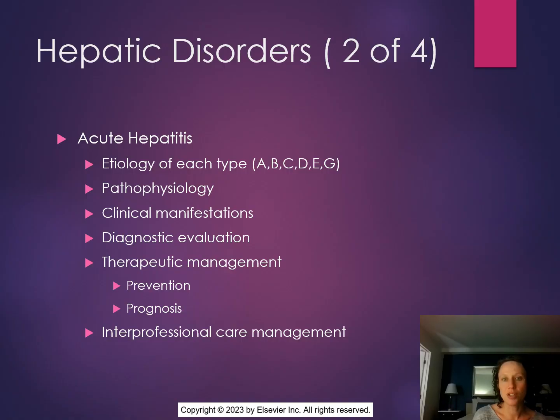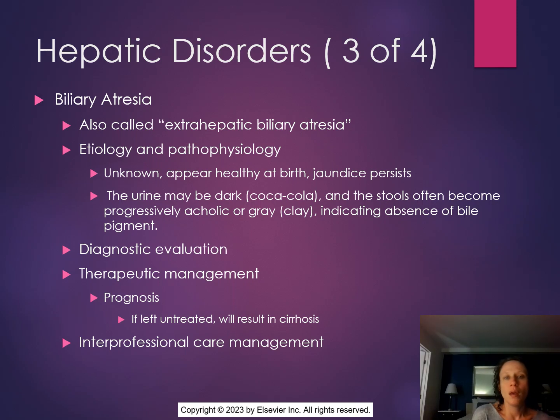And then managing, anybody that's exposed to hepatitis A, B, and C, like we talked about with hepatitis B, they would have to get the HBIG, which is the immunoglobulin, and the hepatitis B vaccine if it was a baby born to a hepatitis B positive mom. And so making sure that we're managing that. Biliary atresia. It's also called extrahepatic biliary atresia.